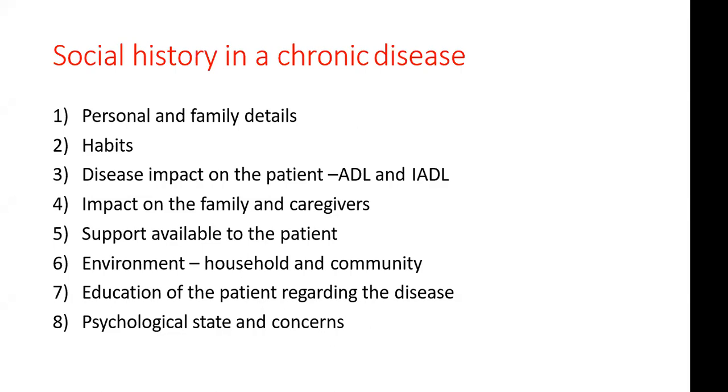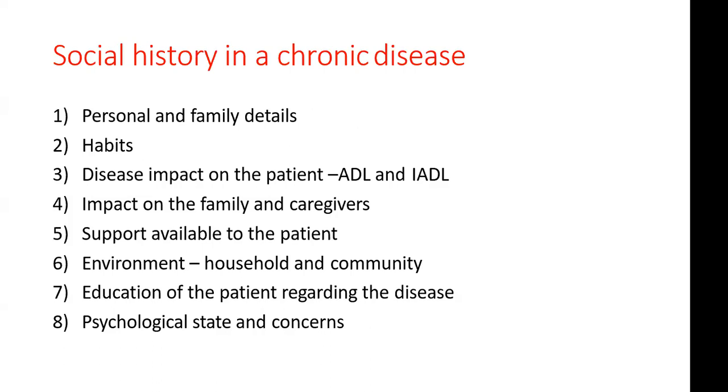Then move on to the support available to the patient. What sort of help is available? Is there family support? Is there extended family support? Is there help from the government or non-governmental organizations? That sort of information should also be taken, and again, these are more relevant in cases like neurology and chronic kidney disease. Give a good description of the environment, the household environment and the community environment. Again, this is especially important in neurological and rheumatological diseases. Very, very important.